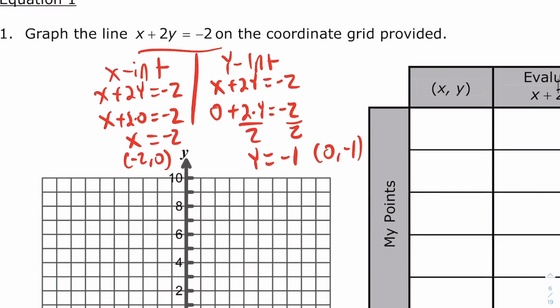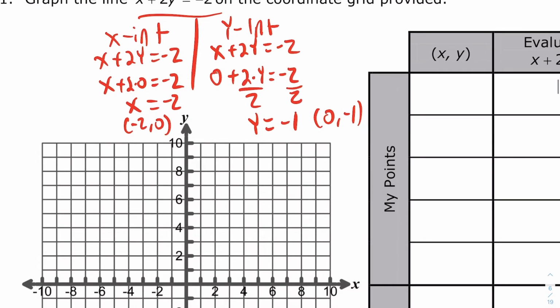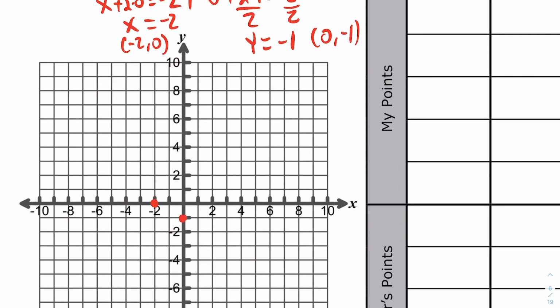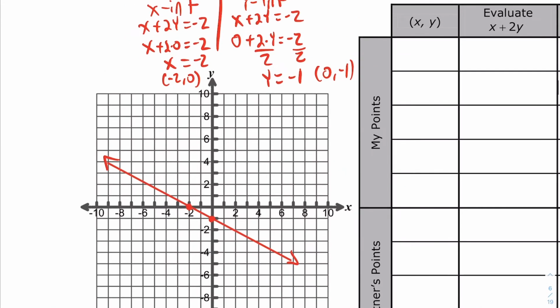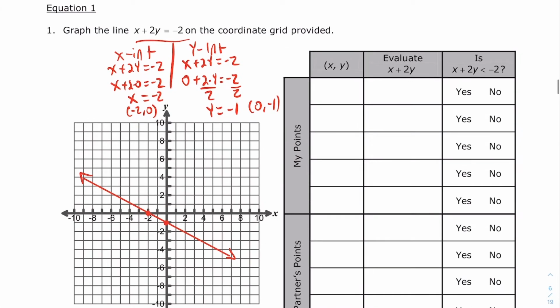So we're going to go ahead and put those two dots on our graph because those two things are going to be on the line. Negative 2, 0, and 0, negative 1. Okay, now let's connect those two things with a line. Once you have a line through those two dots, we can continue and see what we have to do with the inequalities.